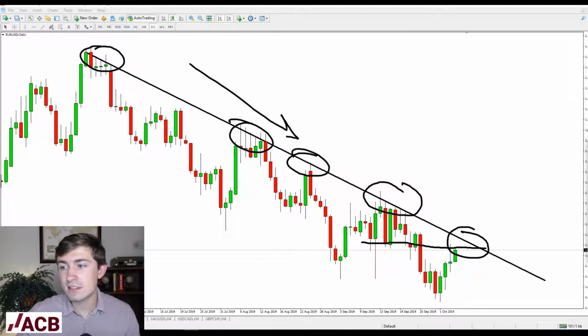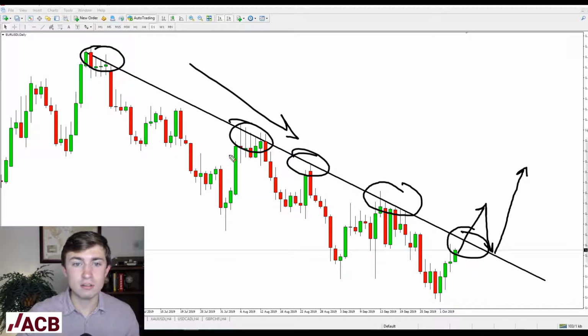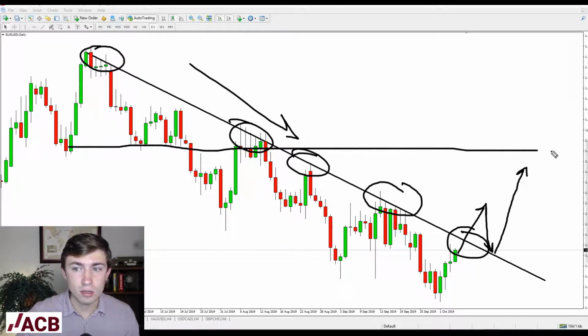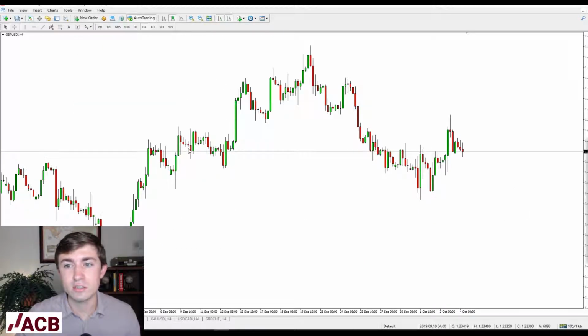The less likely scenario, but it is possible, is that if we do see a break of that trend line, a retest of that could be a nice opportunity to the long side, maybe even to test recent structure highs. Let's go ahead and move on to GBP USD, which is going to be our next one.